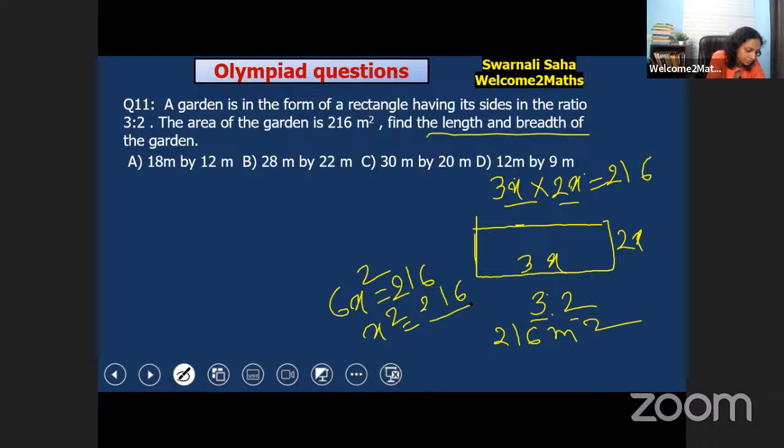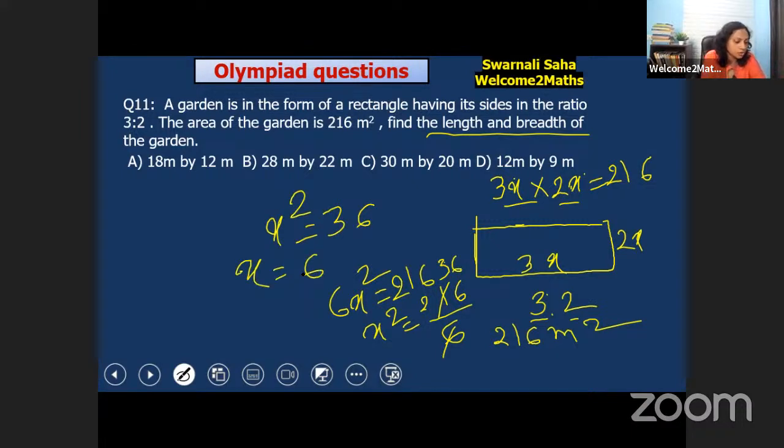216 by 6. So x square is equal to 36. So x would be 6. So length would be 3 into 6, 18, and breadth would be 12. So A.